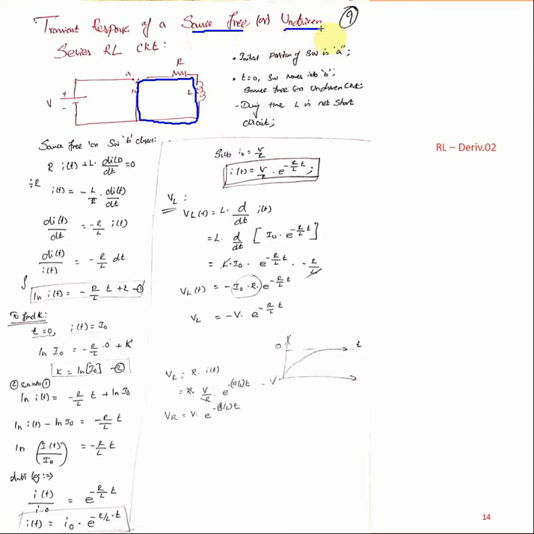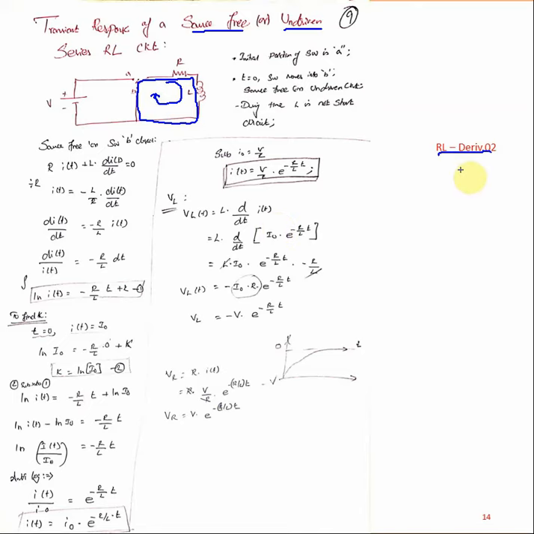Energy is stored during the A condition. During the B condition, or mode 2, it is dissipated through that loop. The stored energy will reduce and dissipate. We will derive this. That's all, this is the second derivation.